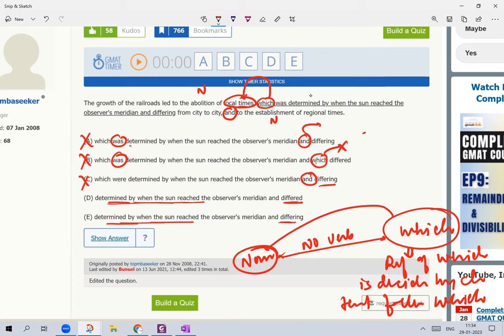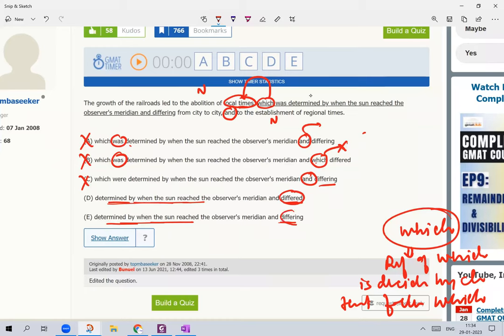So what are determined and differing exactly going back to? This is 100% going back to local time. They are trying to describe local time. The actual sentence is: the growth of railroad led to the abolition of local time and to the establishment of regional time. Noun and noun parallelism question, absolutely fine. But here the non-essential part is underlined. So when you say determined by when the sun is at the observer's meridian and deferred from city to city and differing from city to city, now imagine, if you try and determine anything by yourself, it is 100% under your control.